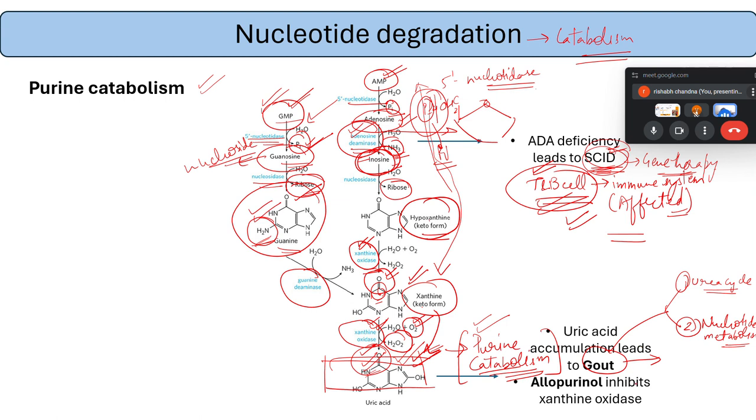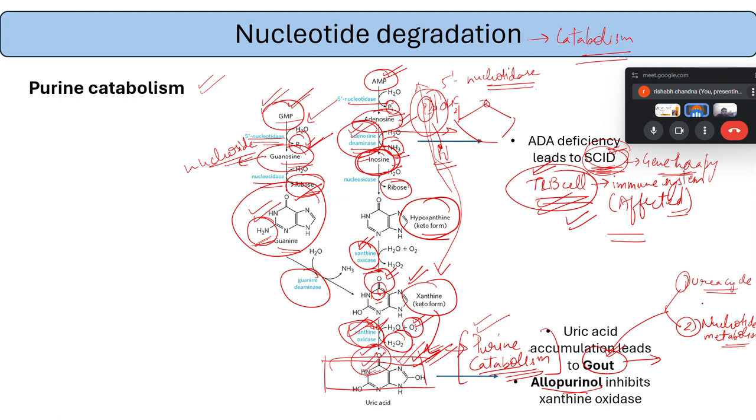And the current treatment is allopurinol, that is basically an anti-metabolite. So it leads to the inhibition of xanthine oxidase, so that uric acid is not formed in the body, leading to some relief to the patient suffering from gout.